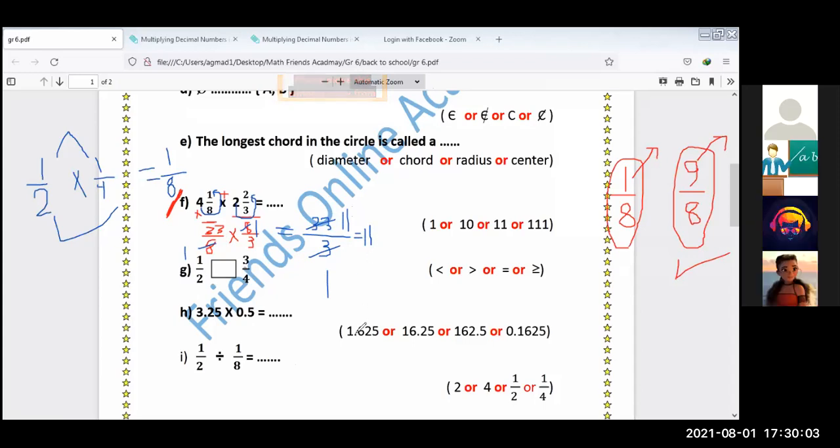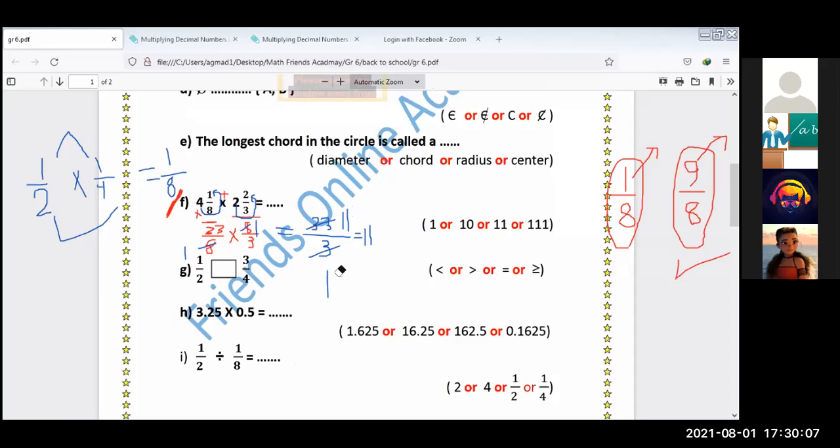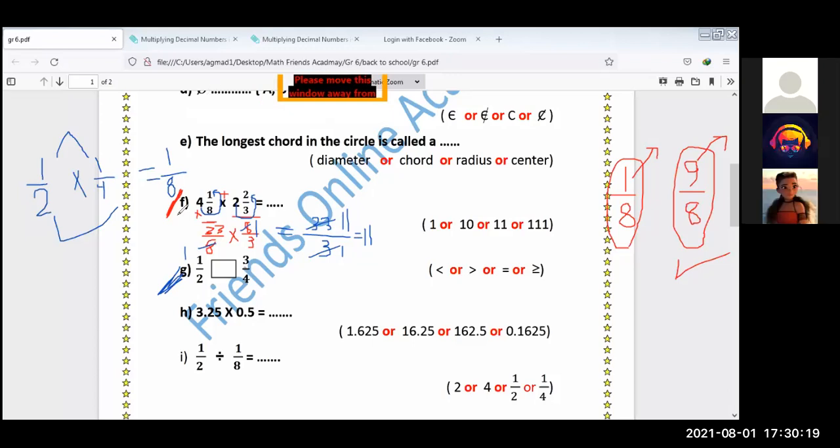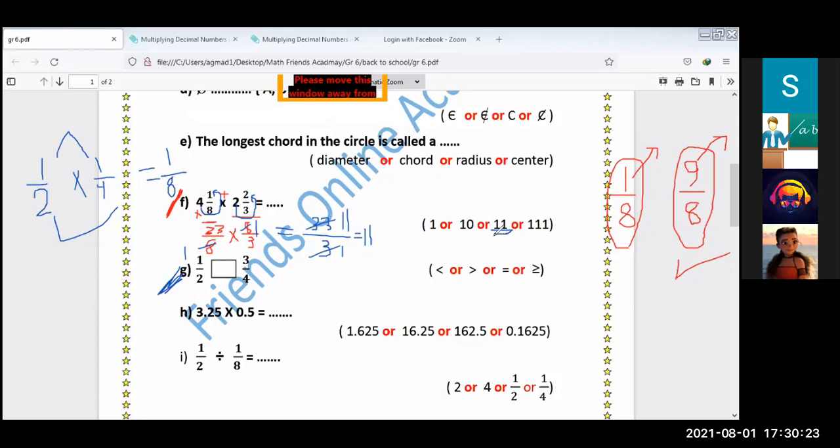Teacher, can I answer? Do you have any question here? No. Yeah, you can, dear. This question, letter G. But now we are still in letter F. Do you have any question in letter F, grade 6? No, thank you, teacher.